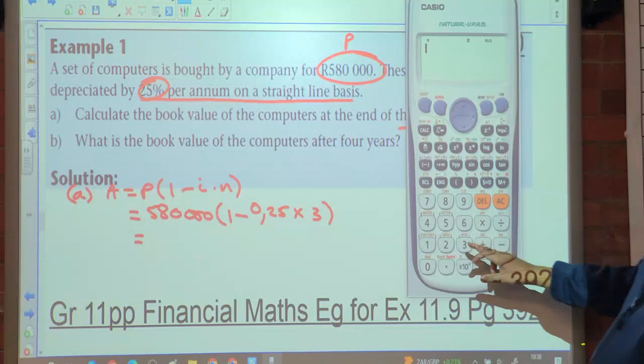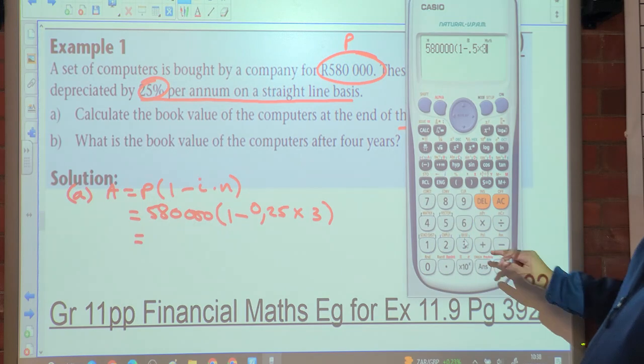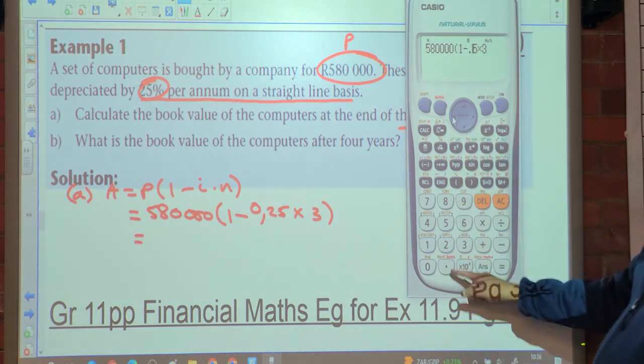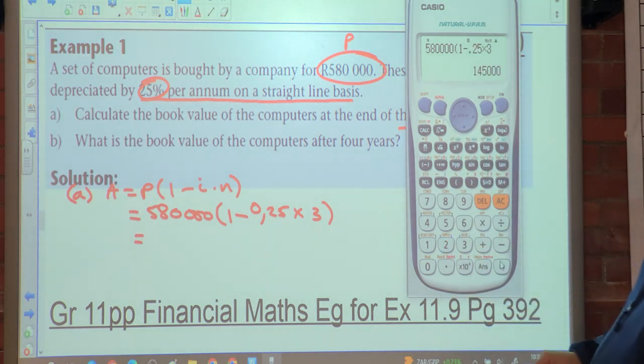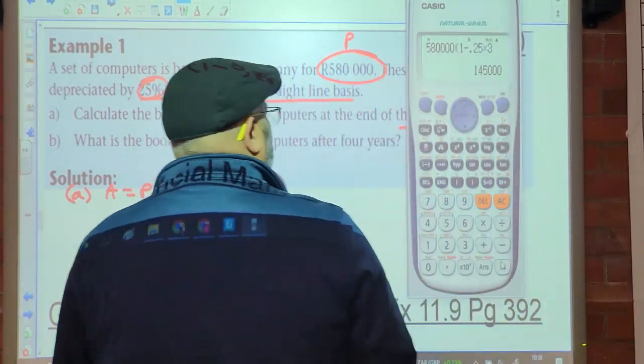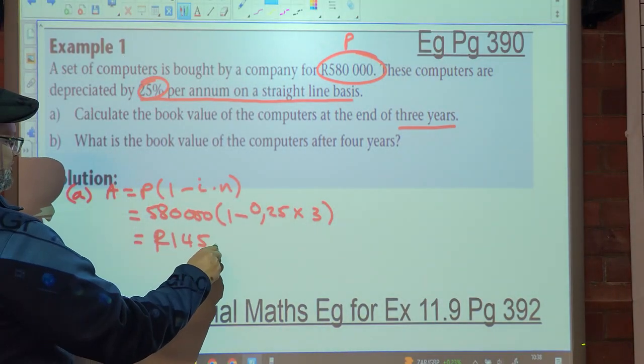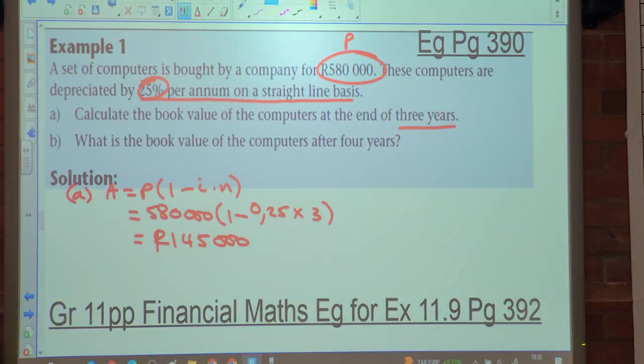So we'll have 518,000 into 1 minus 0.25 times 3. So the book value of that is going to be 145,000. As you can see, it lost 75% of its value. It's worth a quarter of its value. Can you see that? You guys understand? Is there any confusion?